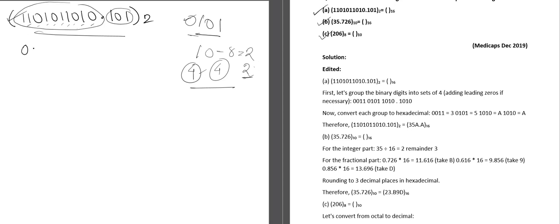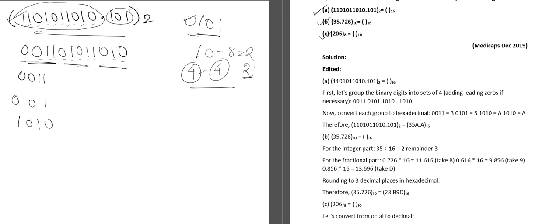So we will write 0 0 1 1 0 1 0 1 1 0 1 0. Now we can see that there are 1 2 3 4 5 6 7 8 9 10 11 12, so 12 bits present here, and we can easily make 3 groups of 4 bits. So let's start the grouping. The first group of 4 bits will be 0 0 1 1. The next group of 4 bits will be 0 1 0 1. The next group of 4 bits will be 1 0 1 0.